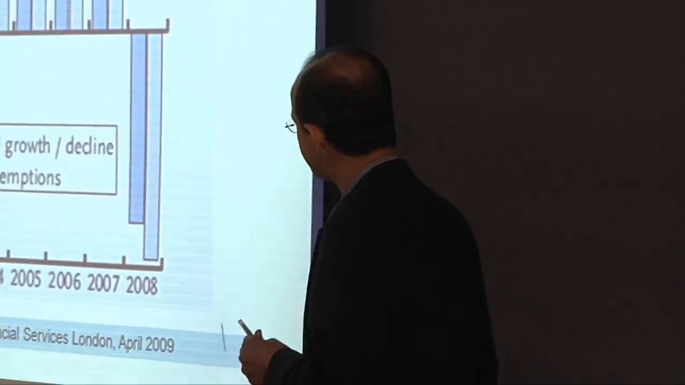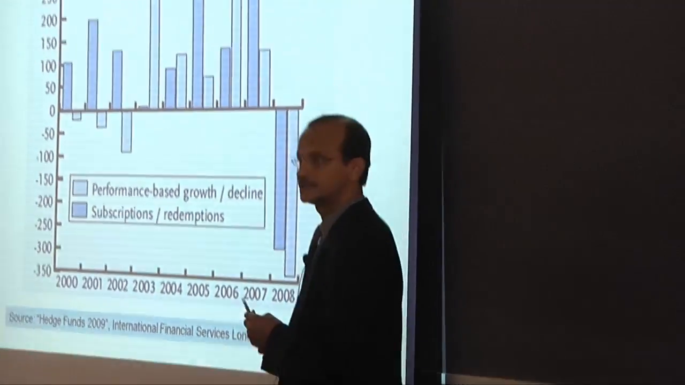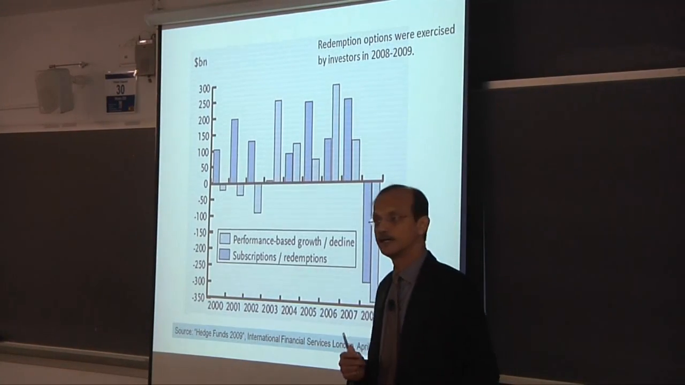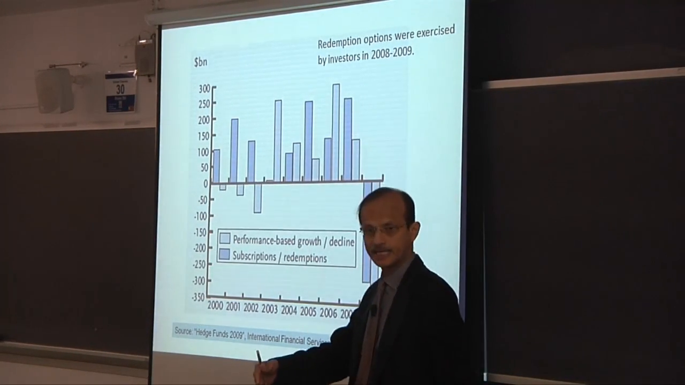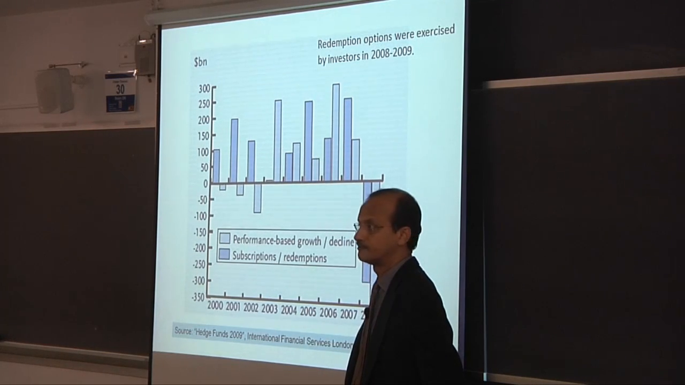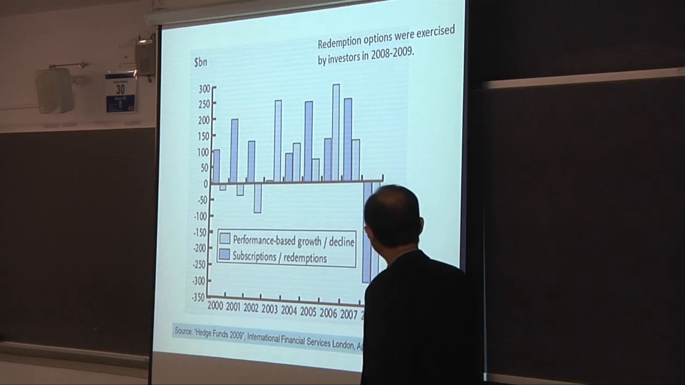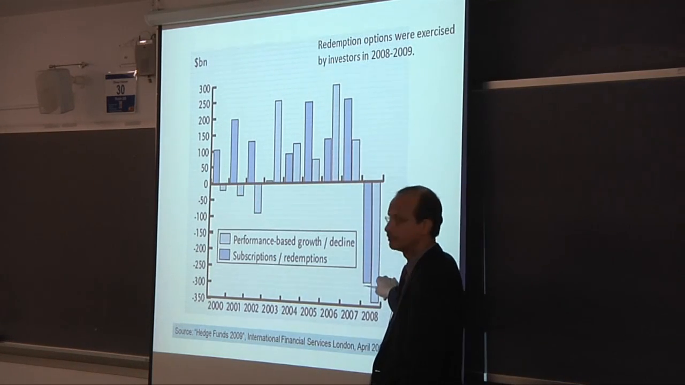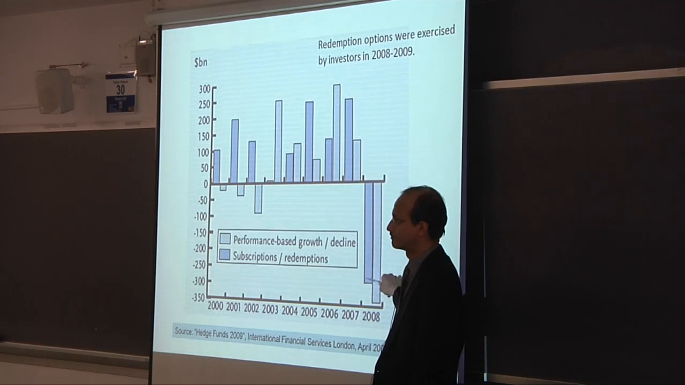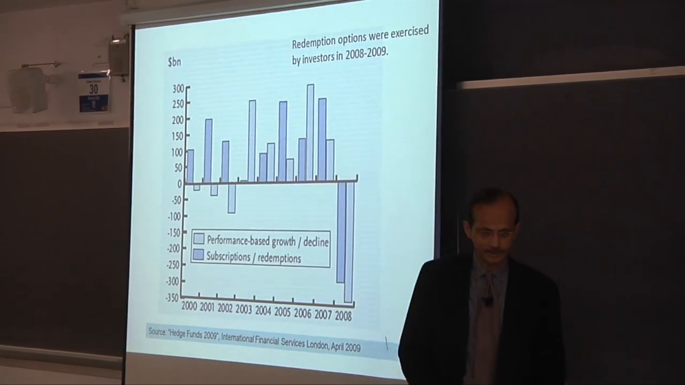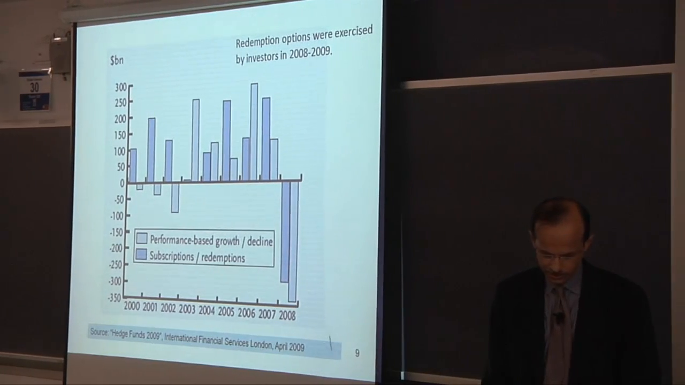Again, some evidence on how serious this redemption was. Sometimes people say, well, many hedge funds put in the gates. They wouldn't allow the capital of the investors to be redeemed. But you can see that despite the presence of the gates in 2008, close to $300 billion was redeemed from the hedge fund industry. So this is again a very powerful option that hedge fund managers are short.